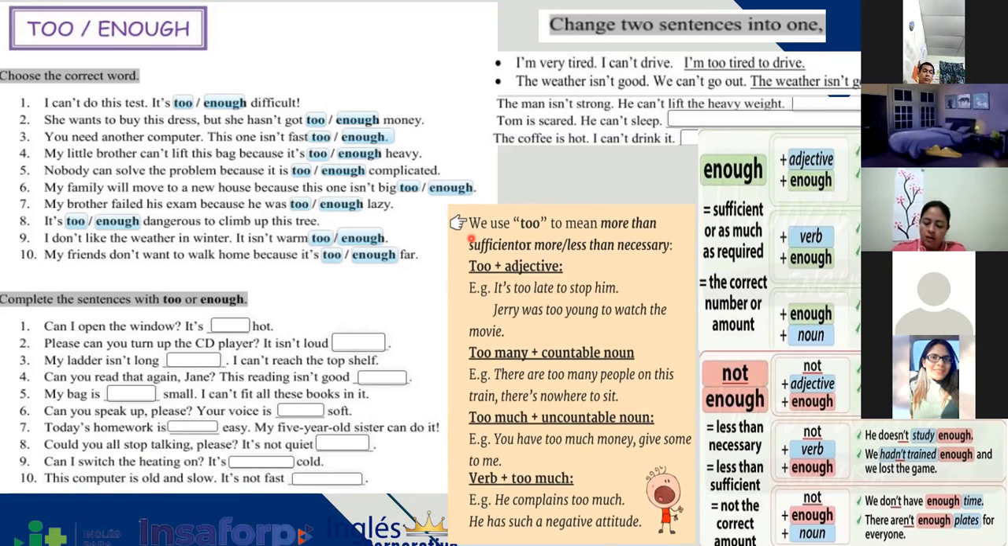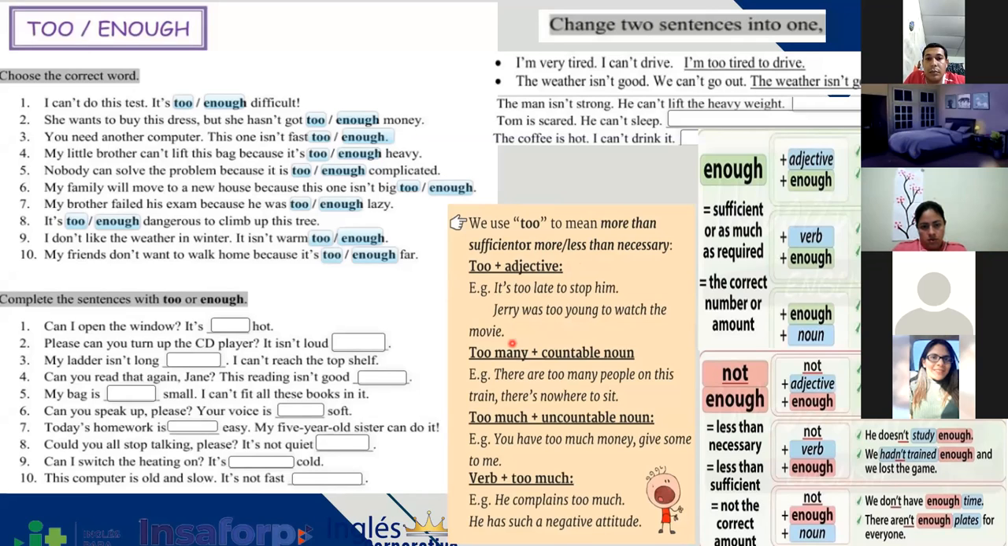It's not enough. Here we use "too" to mean more than sufficient or necessary. Enough means sufficient or necessary. Too plus adjective, for example: It's too late to stop him. Jerry was too young to watch the movie.